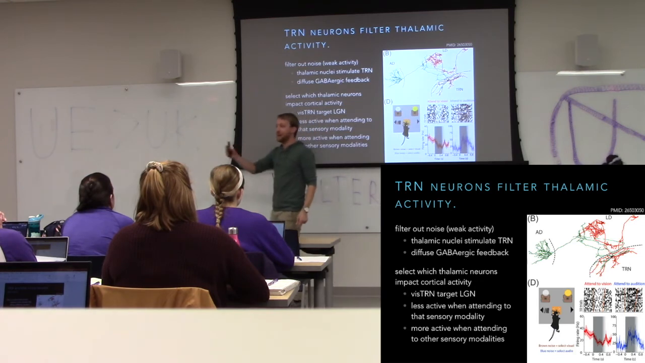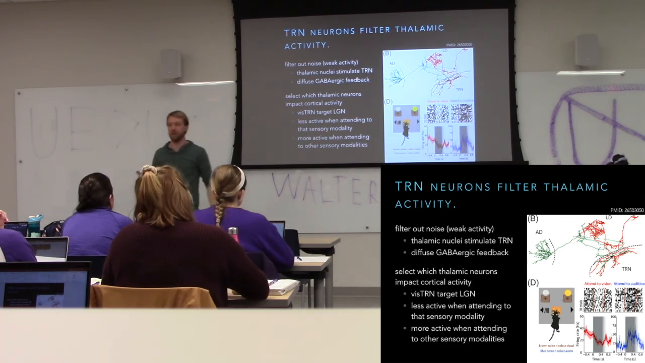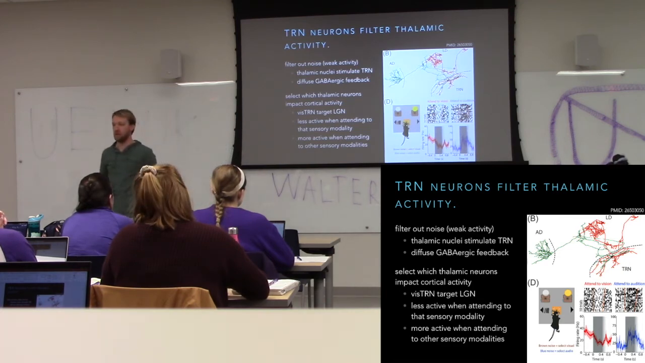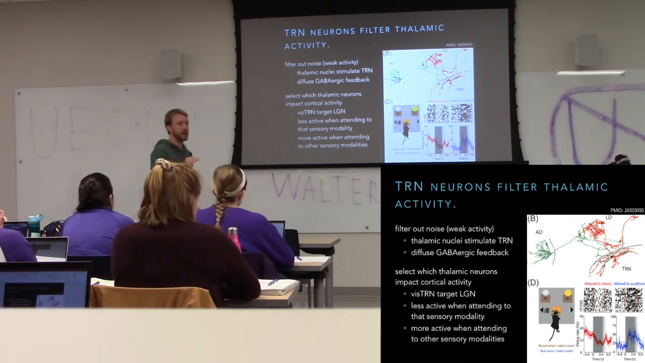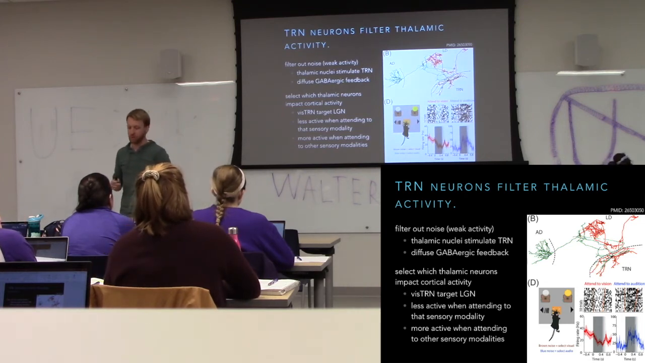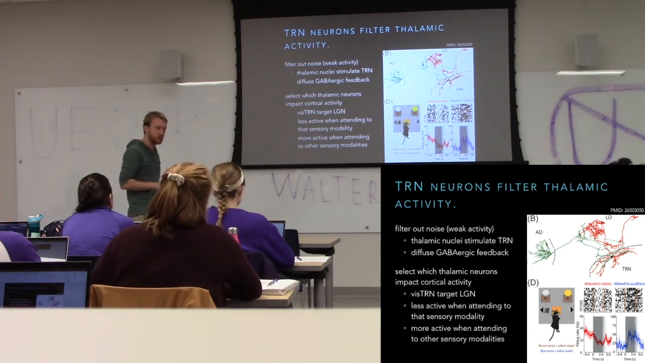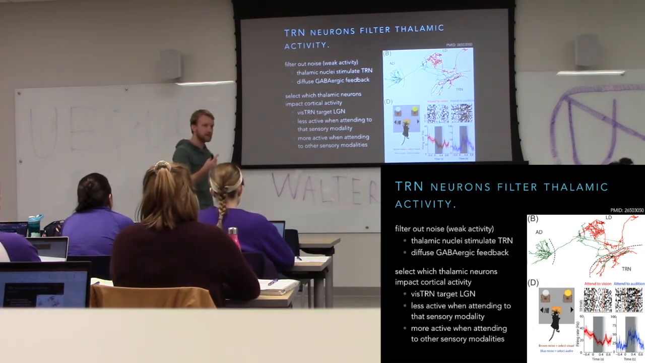So when you want to not pay attention to vision, as is the case here, those reticular neurons become more active and inhibit your LGN. So visual input has reduced impact on cortical activity, so you don't pay attention to it. Anything you're paying attention to, the only reason that you're attending to it is because it's influencing cortical activity. You're listening to the words that I say, it's influencing your cortical activity.